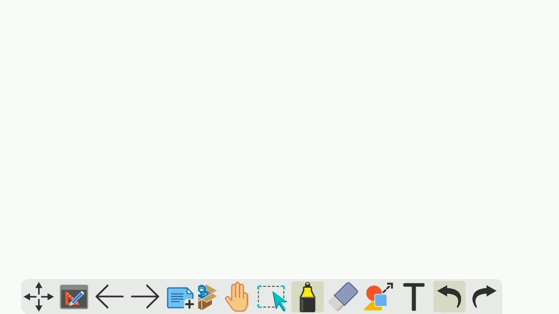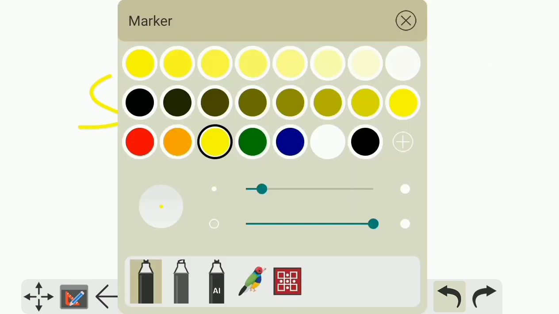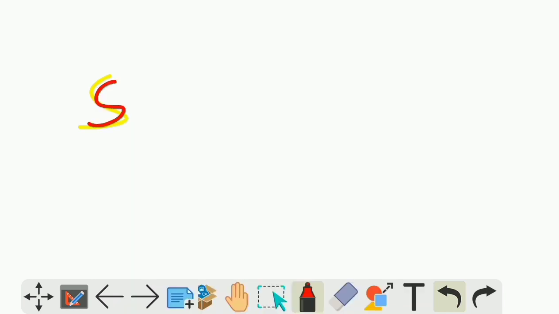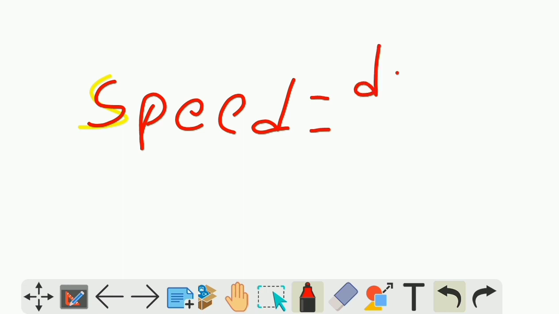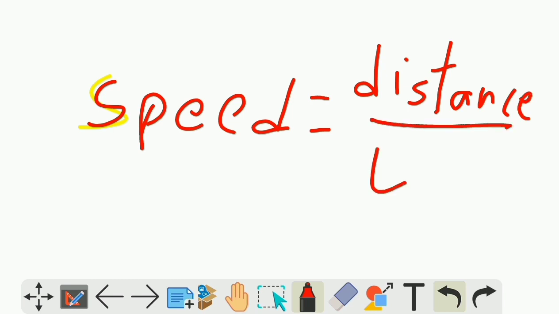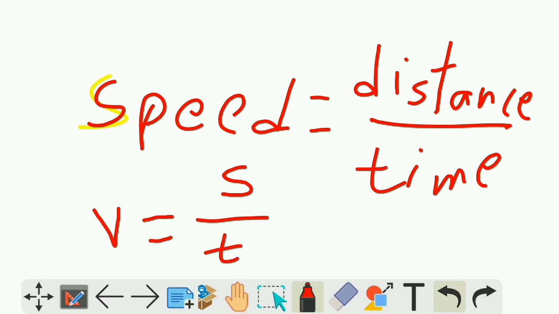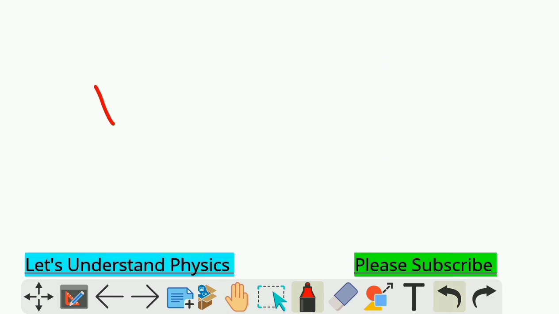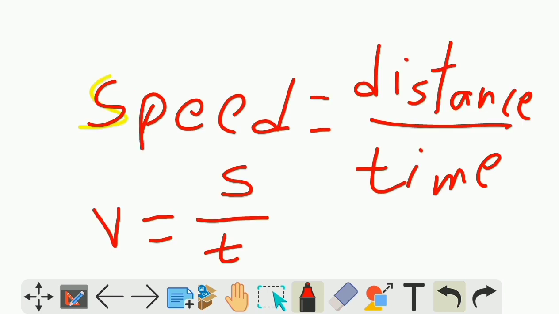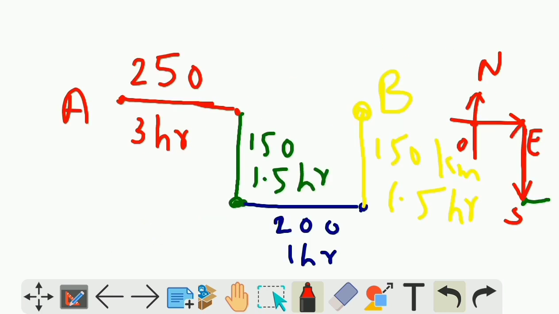Understood? Let's see. Speed is equal to, what is the formula? Distance by time. Then speed is denoted with letter V, equal to distance S by time T. Okay. Now V is equal to, what is the distance travelled? Add 250 plus 150 plus 200 plus 150.